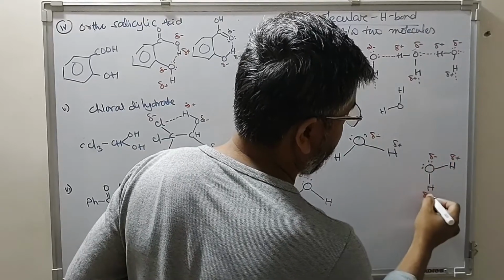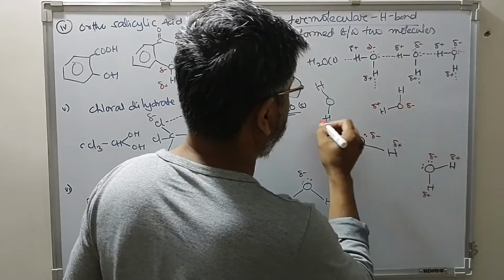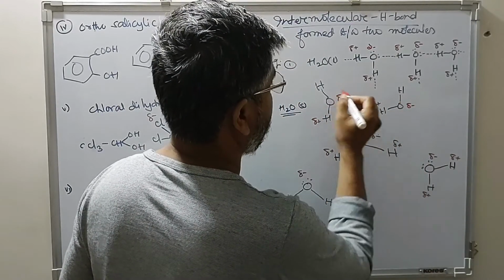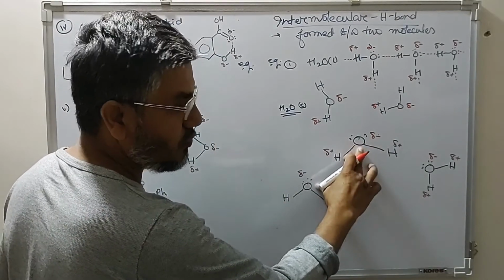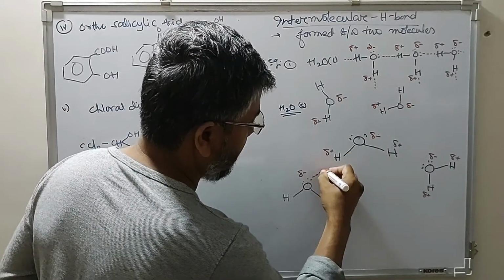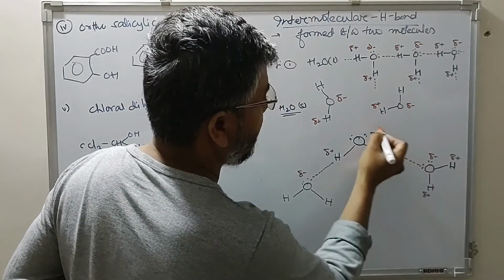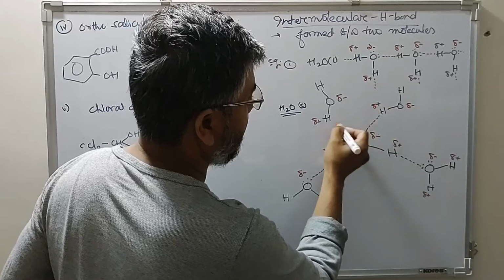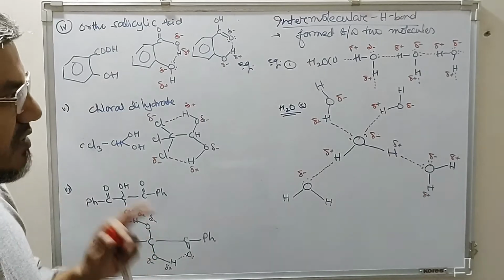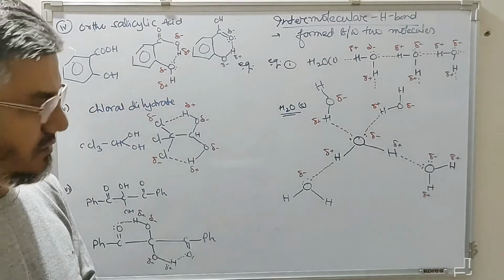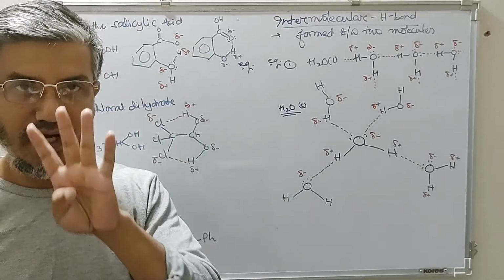This is positive. Now look at this hydrogen which is bonded to oxygen is sandwiched between two oxygens, so these form intermolecular hydrogen bonds. Same here. So a single molecule of water can form a maximum of 4 hydrogen bonds. Please keep in mind, a single molecule of water can form a maximum of 4 hydrogen bonds.